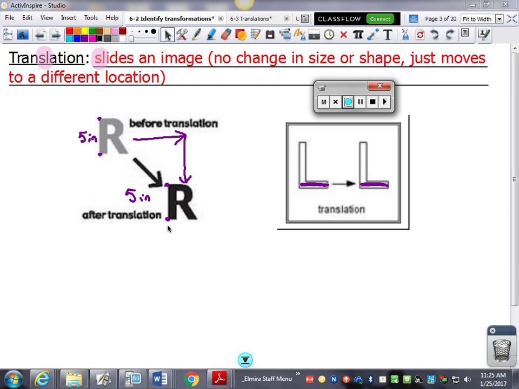Okay? L is a translation, it only moved in one direction, it just slid over to the right. But it is still a translation, and the length of the bottom part of the L right here, and on the other one, that's the same. So we're not changing the size. Again, if you need to pause to have students write this down, please do so.